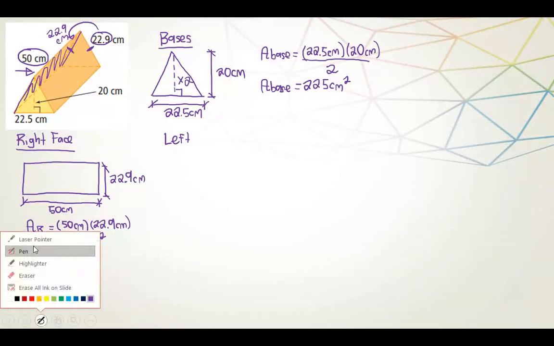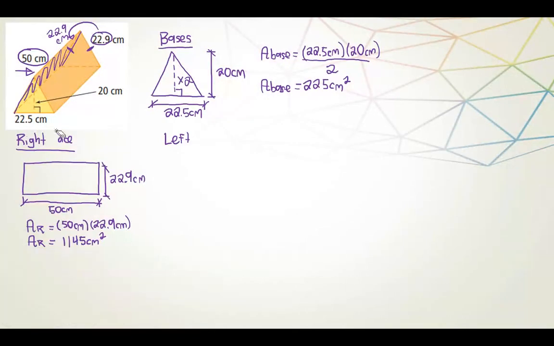So we're going to write down here, let's just change this. So we'll say right/left face. And then we can change this to ARL, and then we multiply that by 2 because we have 2 of these. So now all we have to worry about is the bottom face.